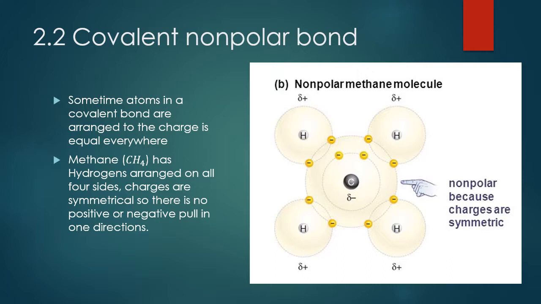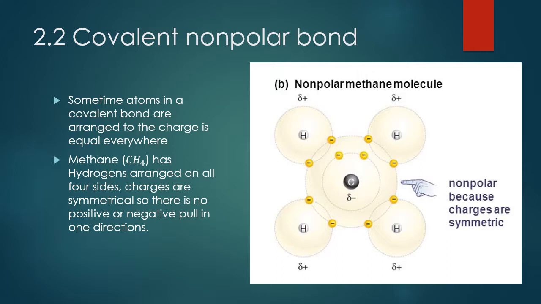In this example here, we have methane. Methane has 1 carbon and 4 hydrogens that share their electrons to get full outer shells. And the hydrogens, as you can see, are all arranged around the outside symmetrically. So the hydrogens all have a little bit positive pull around the outside. The carbon has a negative pull toward the inside, and they all cancel each other out because of this symmetrical arrangement.